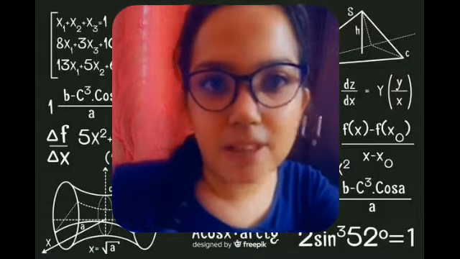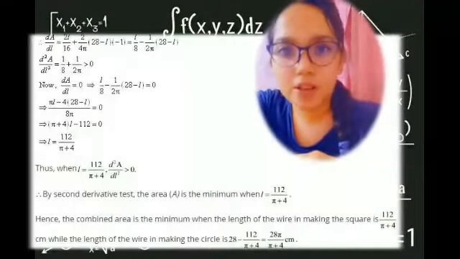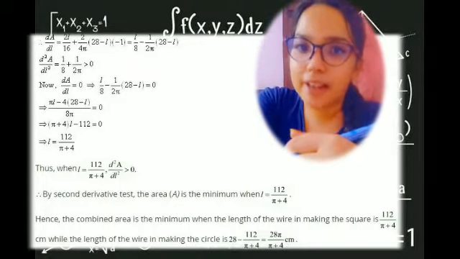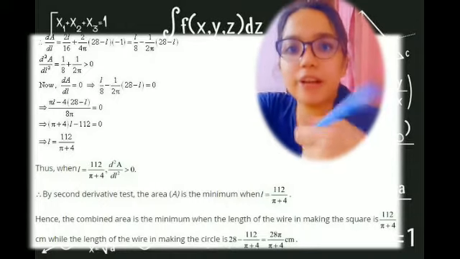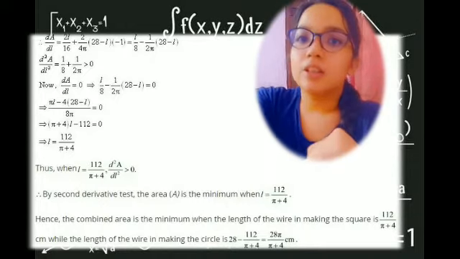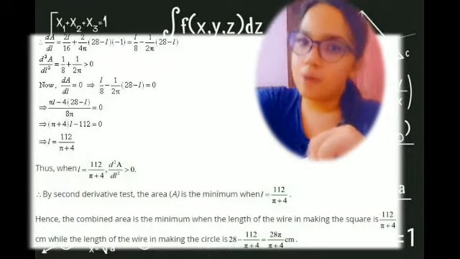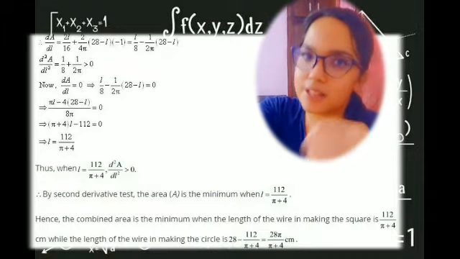Wow, it seems like a nice question. So let's continue. Let's proceed. We'll first differentiate the area with respect to length and we'll get 1 by 8 minus 1 upon 2 pi into 28 minus L. Now we'll differentiate this quantity again and we'll get 1 by 8 plus 1 upon 2 pi, which is obviously greater than 0.